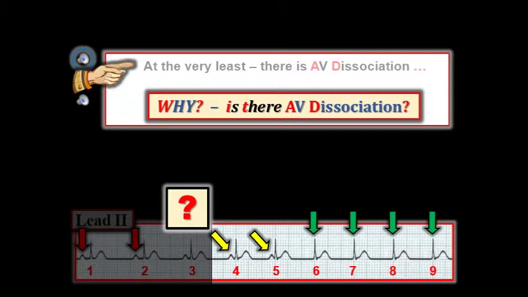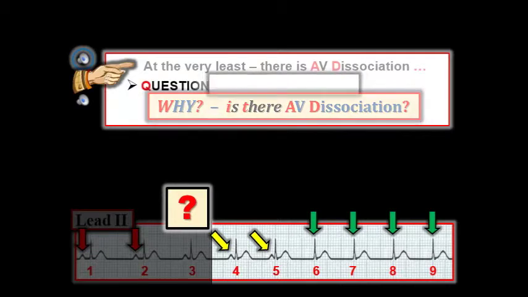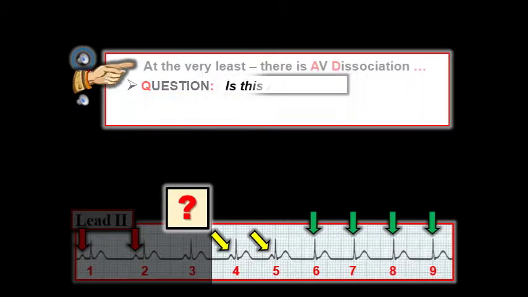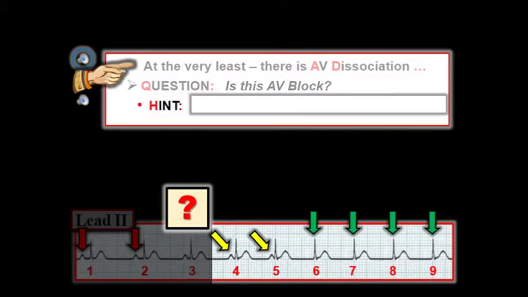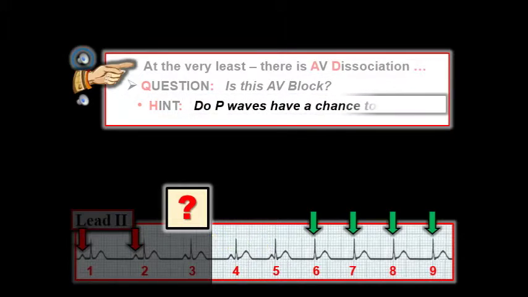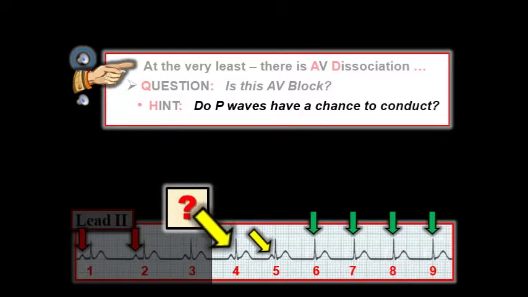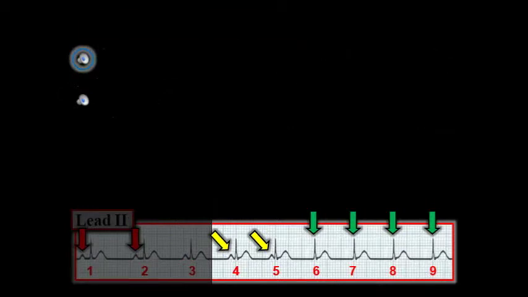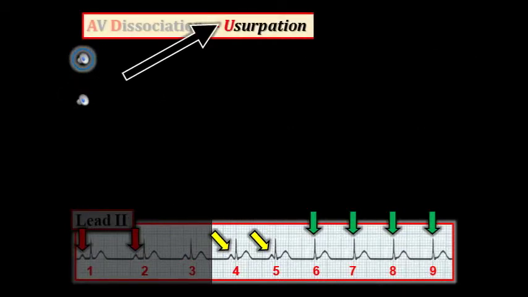So, we once again ask the question, is there evidence of AV block on this tracing? With this begging the additional question as to whether the non-conducting P waves ever had a chance to conduct. The answer is that they did not. Yellow arrows, because the PR interval preceding beats number 4 and 5 is too short to conduct, with the reason for non-conduction being that an accelerated junctional rhythm usurped, that is, took over, the underlying rhythm.